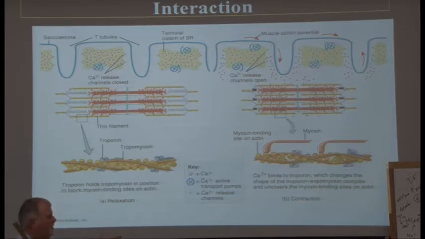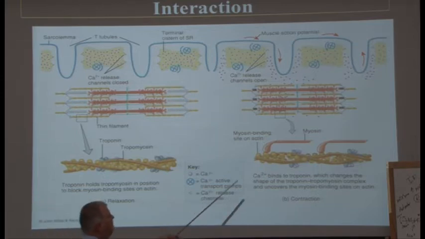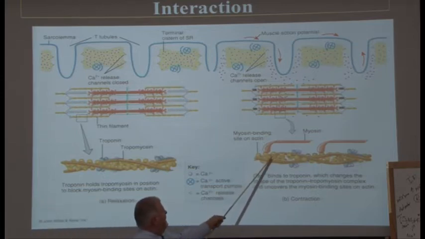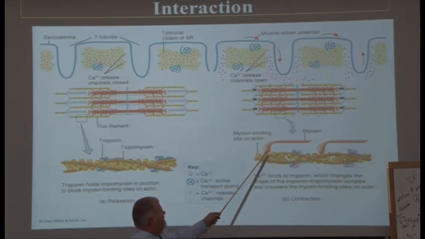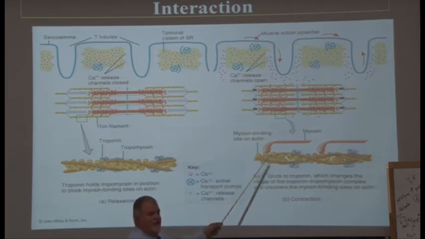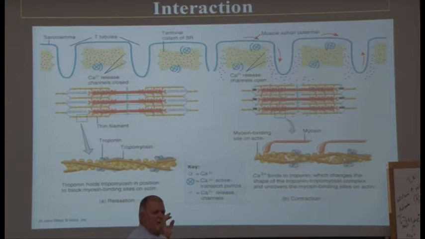So what we're doing here is we're taking troponin and tropomyosin, we're changing its shape so that it actually moves away from these myosin binding sites so that actin and myosin can interact. And as soon as actin and myosin can physically interact, the muscle will begin to contract.